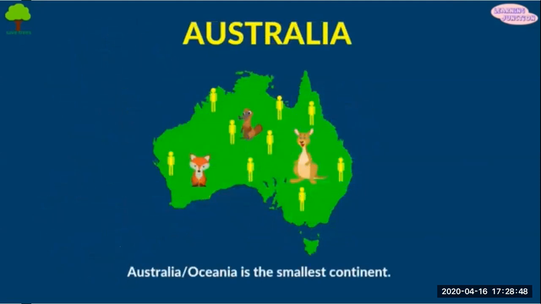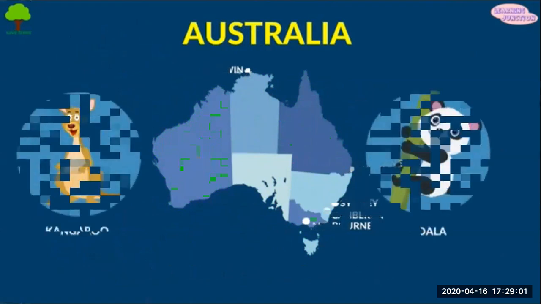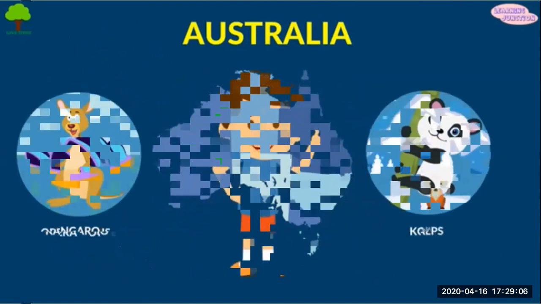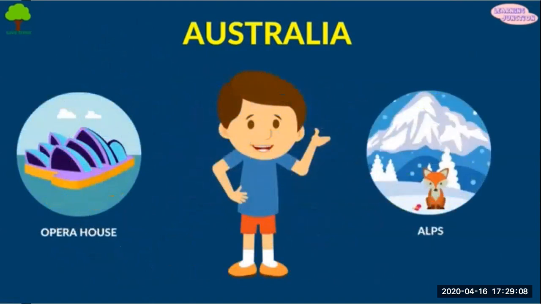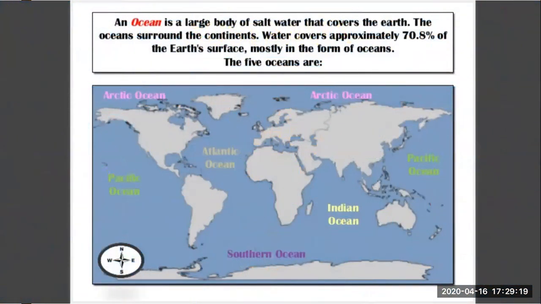The last continent is Australia. Australia or Oceania is the smallest continent on Earth. The important places are Sydney, Melbourne, Brisbane, Darwin, Canberra. Kangaroo and koala are the animals that are found in Australia. Opera House and Alps are the important places in Australia. Then comes oceans.